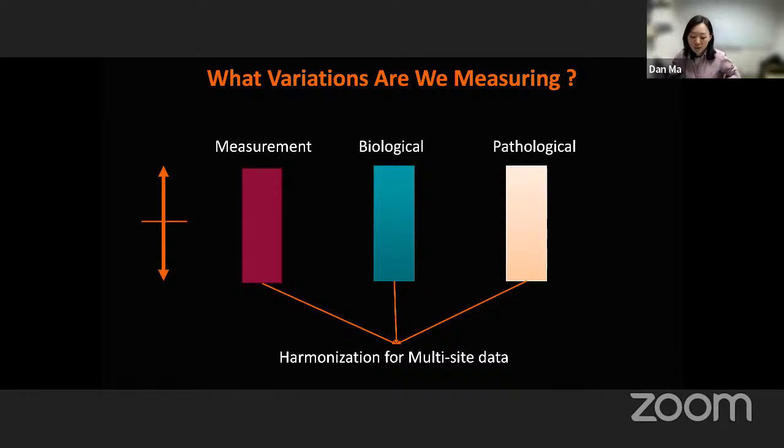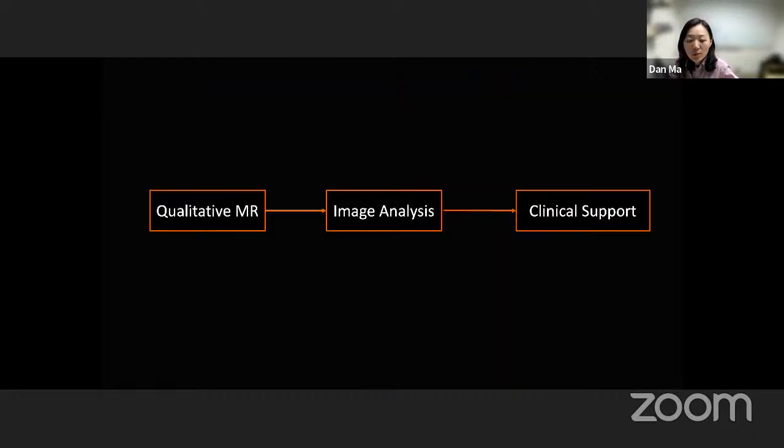That's why when people are doing multi-site data analysis, the first step is to harmonize the data. But still, what variation are we measuring is really hard to answer, given that there are large variations from all three different sources. If we look at the pipeline, starting from MR image generation to the downstream image analysis and to the clinical translation or clinical support, we already have large variation from the first step, where we generate those images.